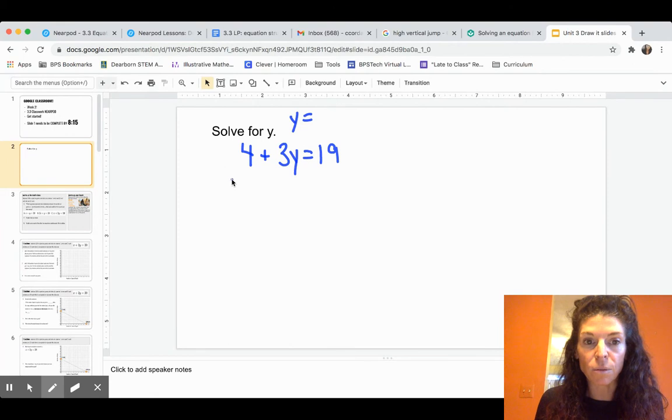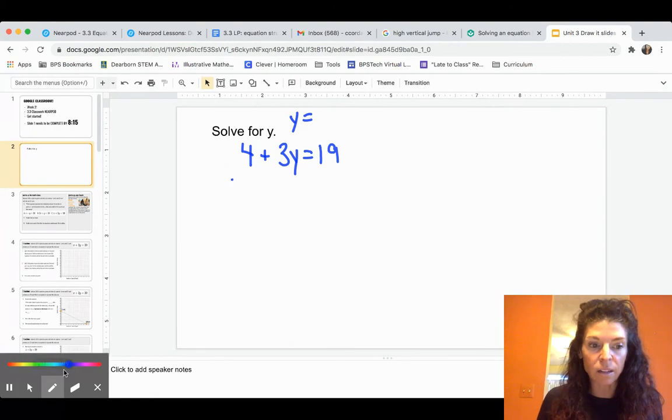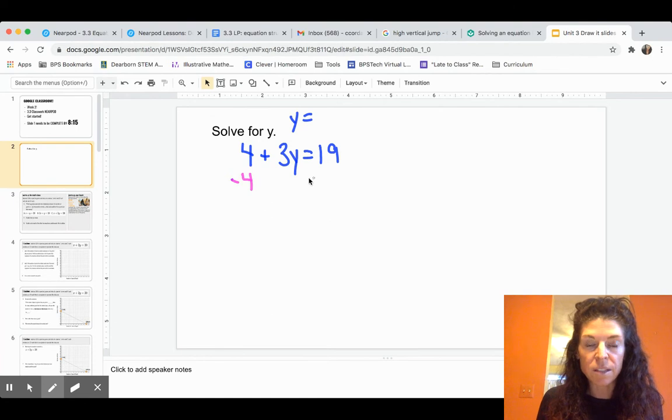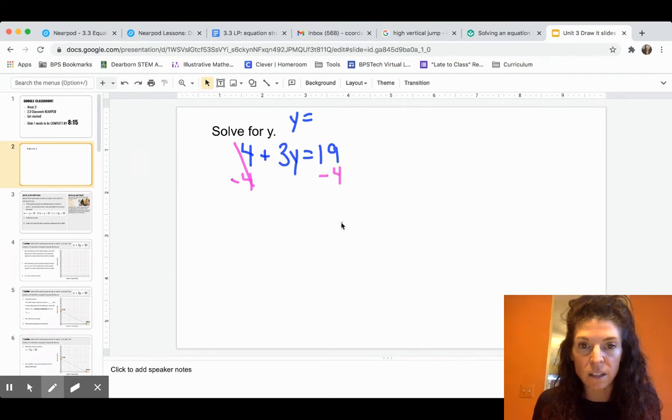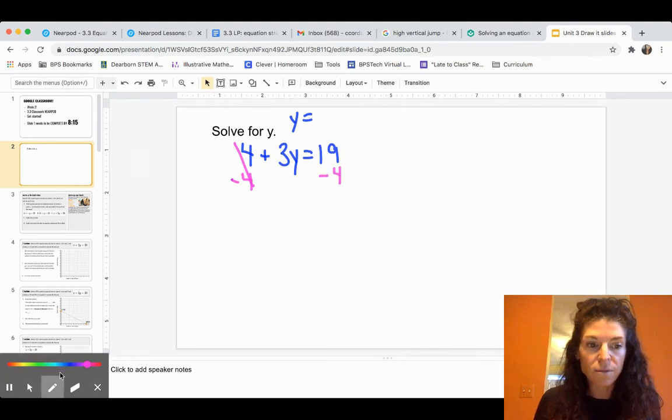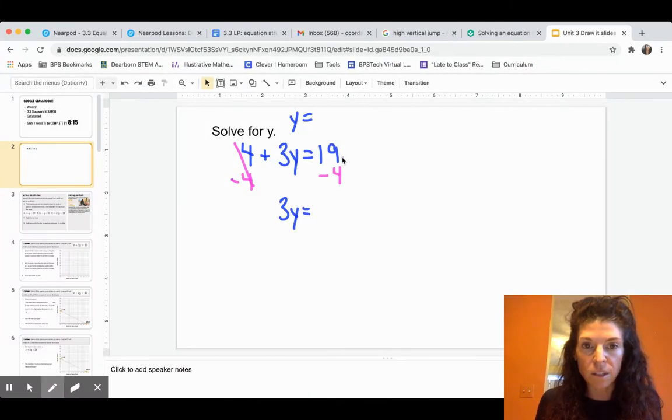So we're going to get rid of it on this side by writing minus 4 from this side so that it'll cancel. And if we minus 4 from that side of the equal sign, we have to subtract it from this side of the equal sign. So we're left with the 3y equals 19 minus 4, which is 15.